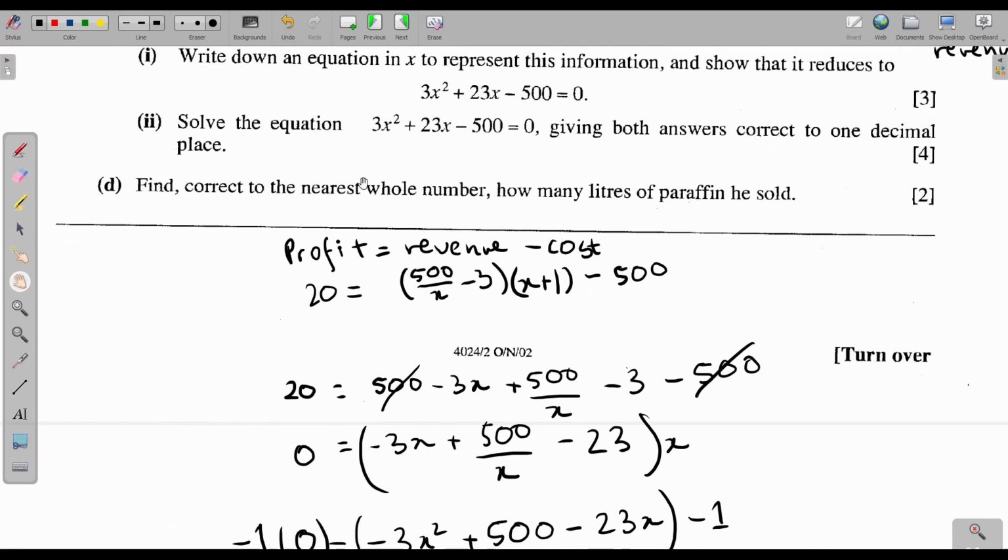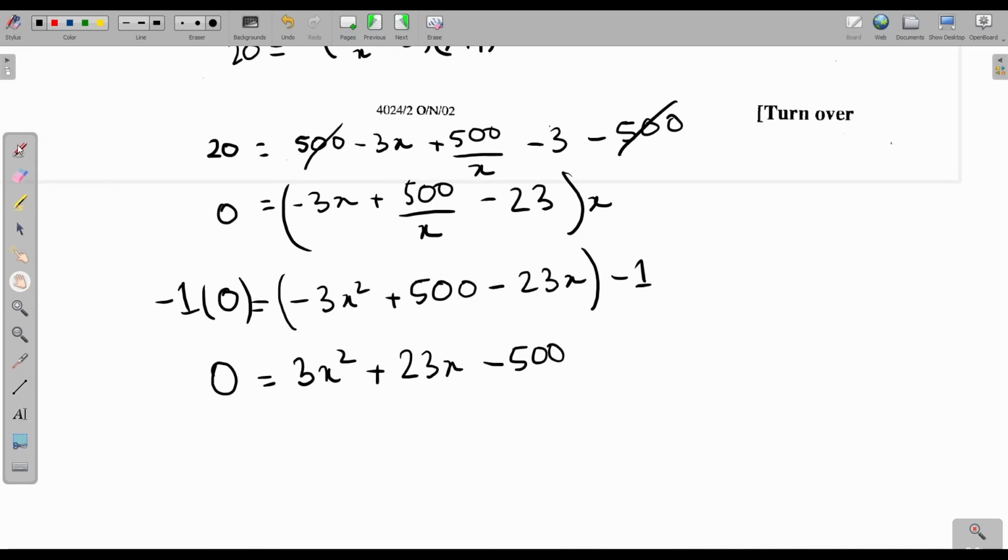All right, so solve the equation giving both answers correct to 1 decimal place. I've told you about middle term breaking, which is when we break this term to have 2 terms that add to make this term but are multiplied to make that term. However, these are very big numbers to do that with. So another thing we can use is the quadratic formula, which is minus b plus or minus the square root of b squared minus 4ac, over 2a. Now let me tell you what all of this means.